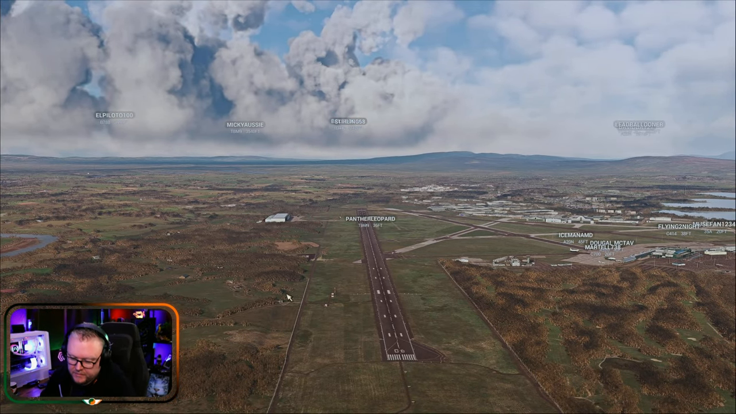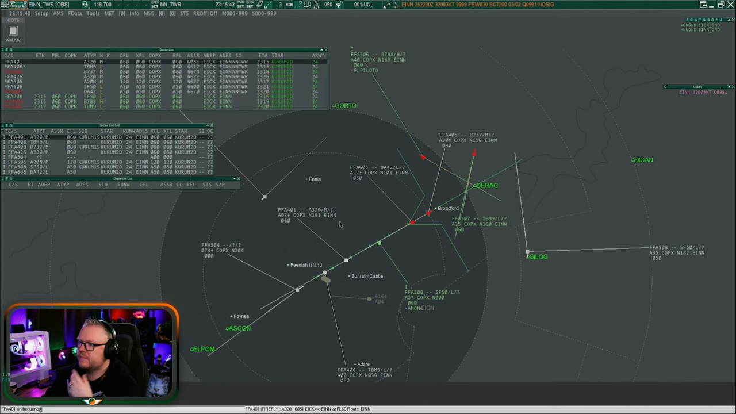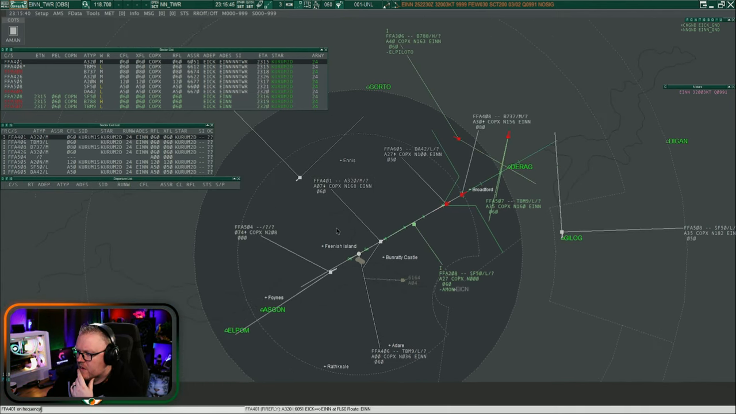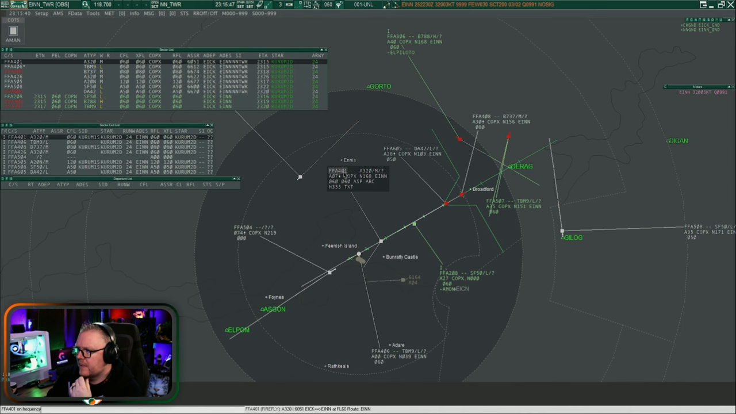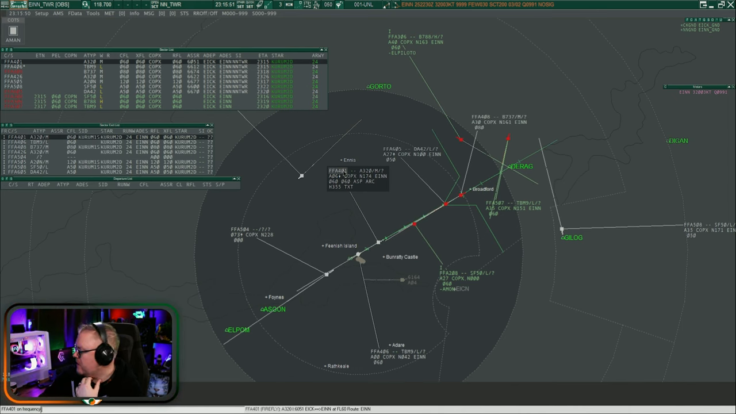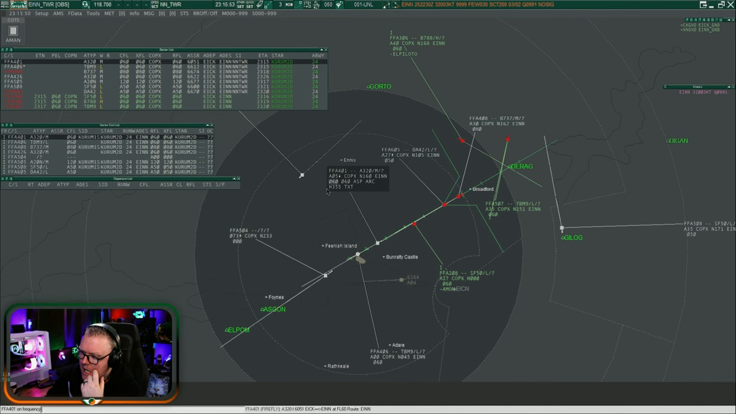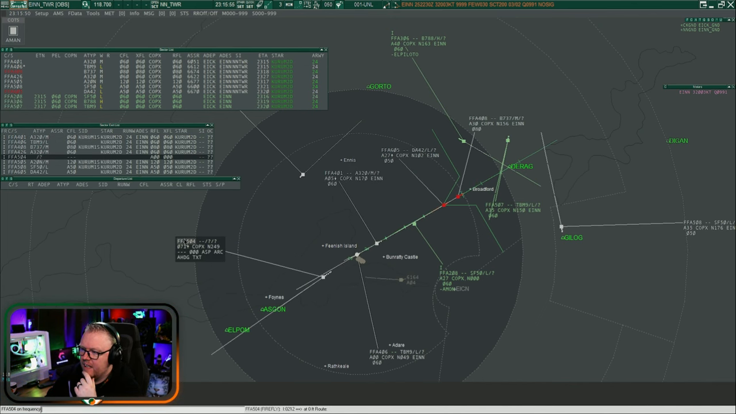Right, let's have a look. Right, 401 can't get on the blower at all. I wonder, has he disconnected? Firefly 401, Shannon Tower. No. Firefly.